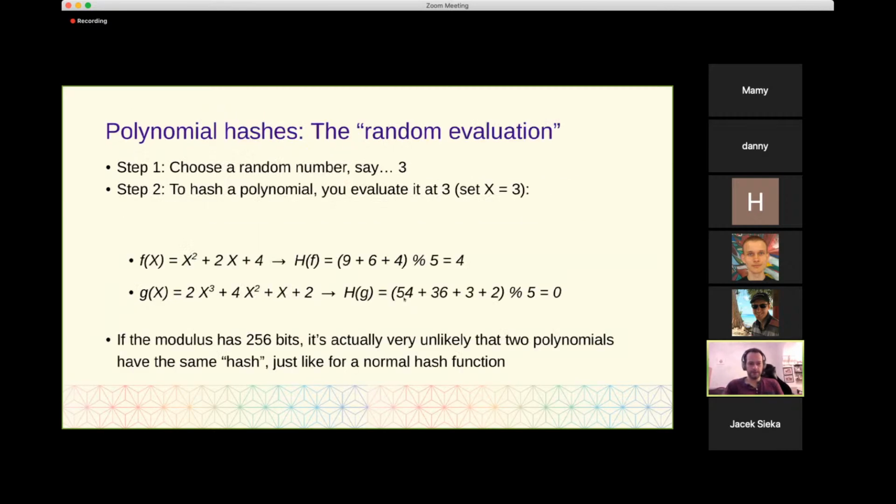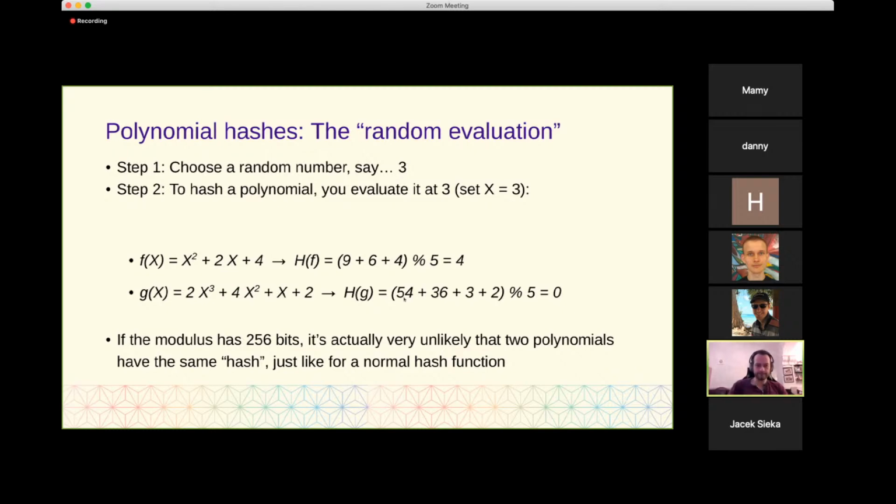And here's an idea for such a hash function, which I call random evaluation. Let's choose some random number. We're still working in F5 right now, just as an example, and let's say our random number is 3. Now, to hash a polynomial, I evaluate it at this random number. I've given two examples here. I take f of x, which is x squared plus 2x plus 4, and compute what that is. If I evaluate that modulo 5, you get that it's 4 in this case. And that's another example for another polynomial. So basically, you just compute the evaluation.